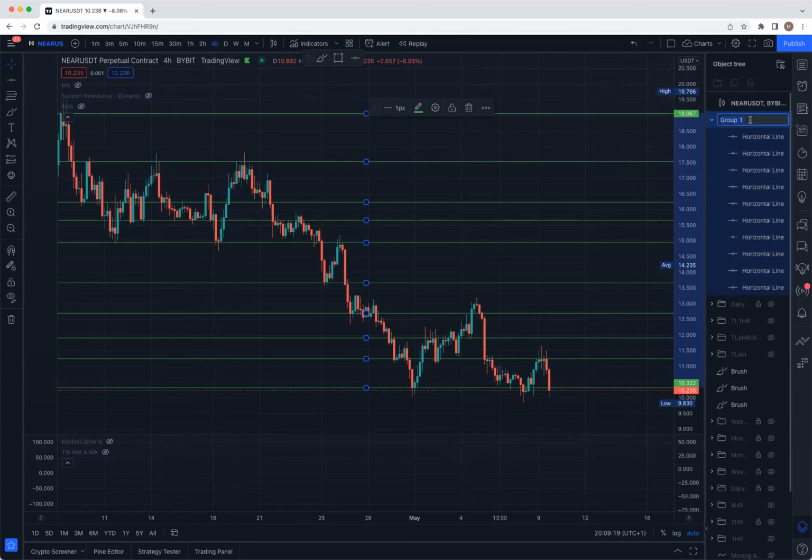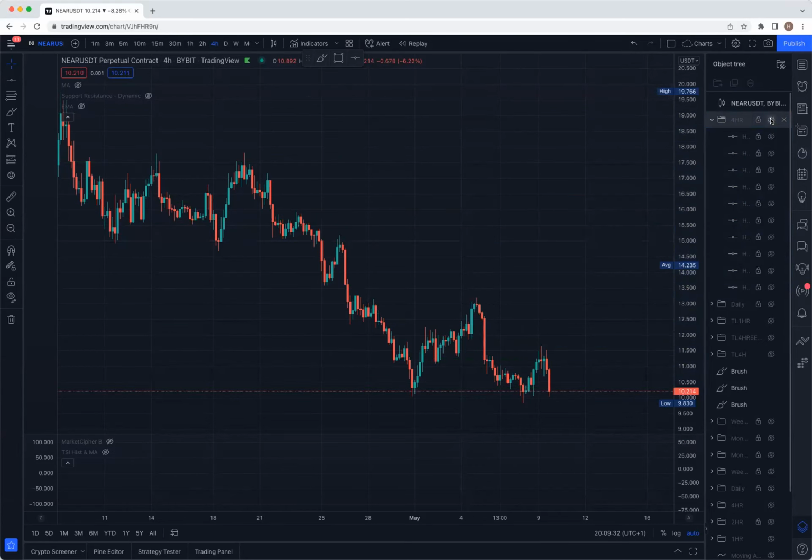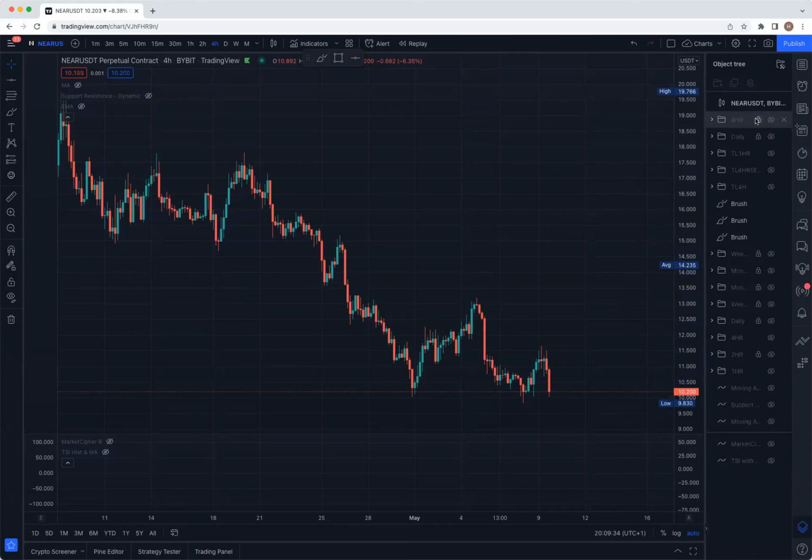You click on it, and then you can change the name to what we call 4-hour, right? So you can create a folder, the name you choose, and then we lock the lines, we hide it, and then we draw it into the folder. So we have the daily, and then we have the 4-hour. Now look at this very closely.